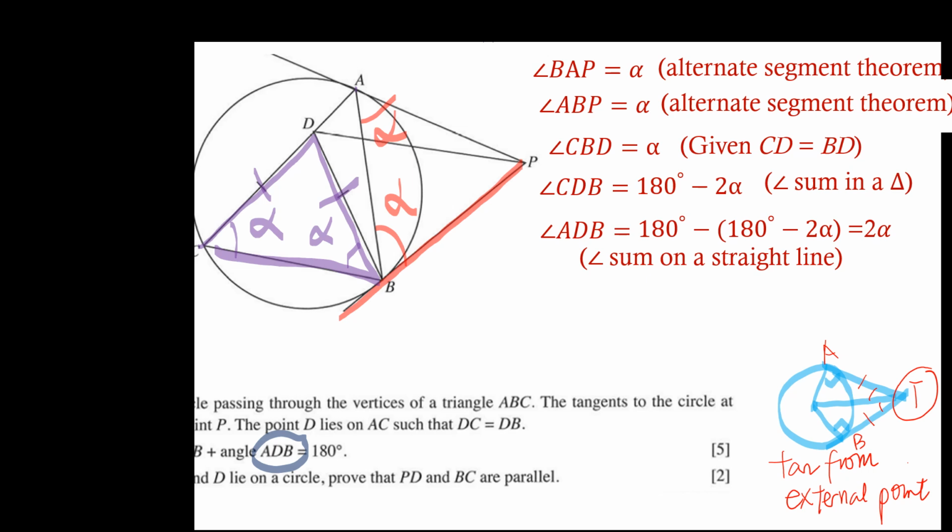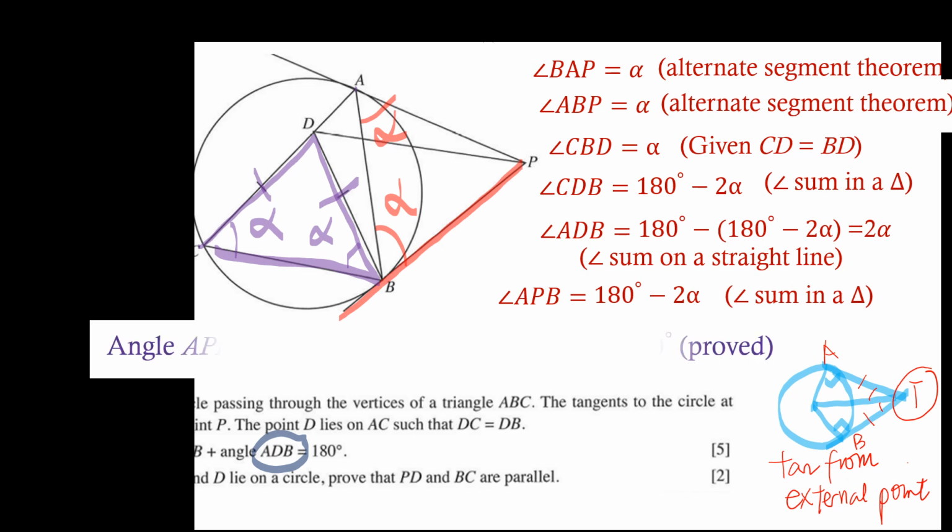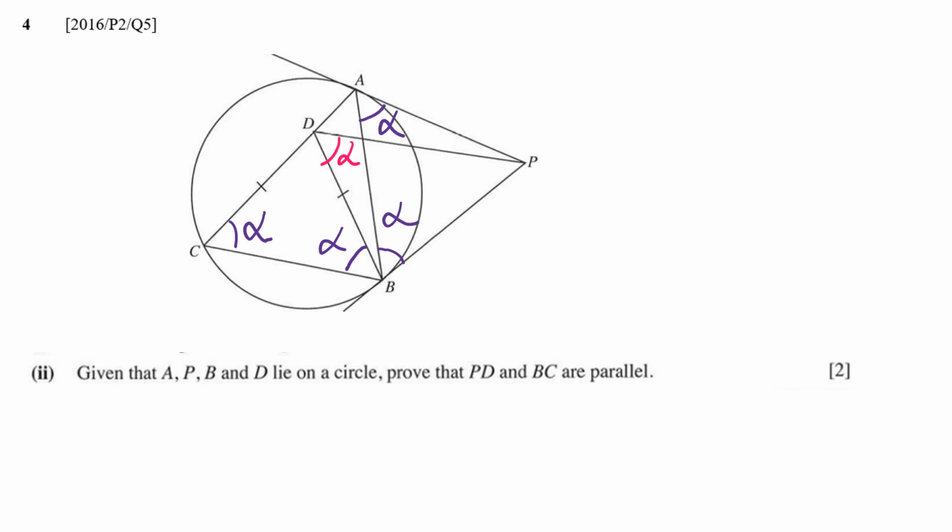Now we need to find APB instead. APB will be again 180 minus 2 alpha, angle sum in the triangle. So when you add these two angles together, you get 180 minus 2 alpha plus 2 alpha, which gives 180 degrees, which is what you're supposed to prove in part 1. Okay, so this is what we have in part 1. All the alphas are the same angle. Now we need to prove that, given APBD lies on the circle, these are points on the circumference of the circle.